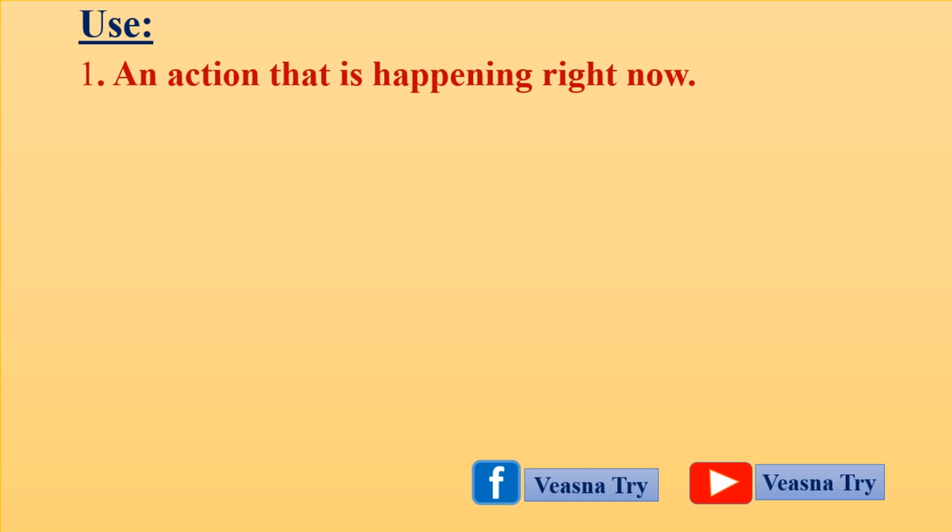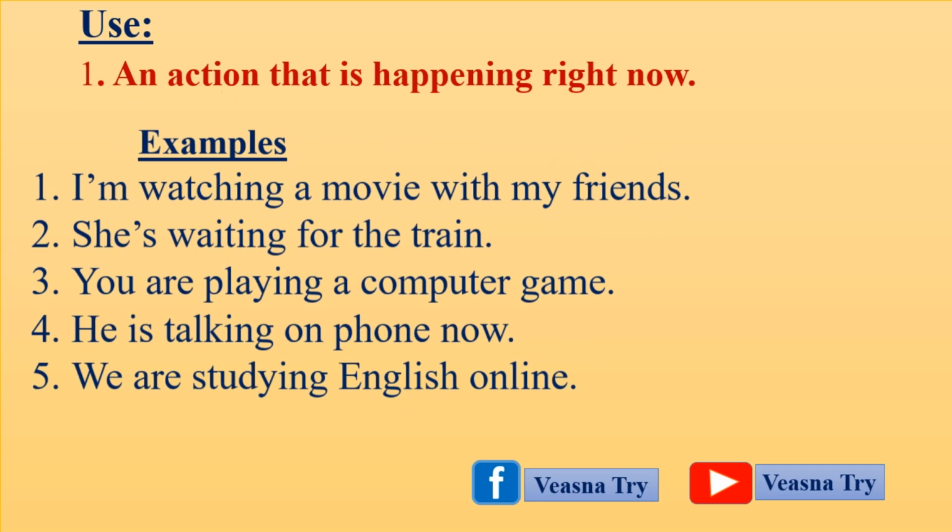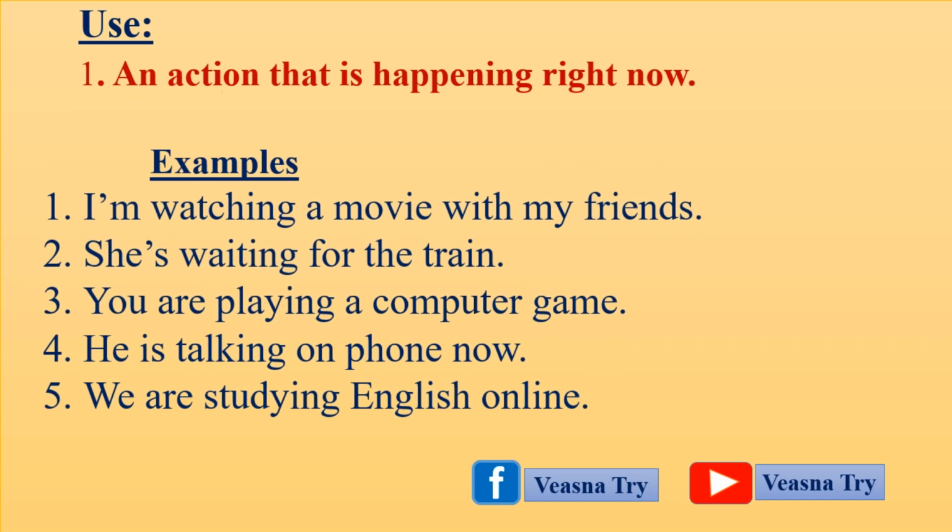The first one is about an action that is happening right now. So let's see example, everyone. The first one, I'm watching a movie with my friends. Number two, she's waiting for the train. Number three, you are playing a computer game. Number four, he is talking on phone now. Number five, we are studying English online.